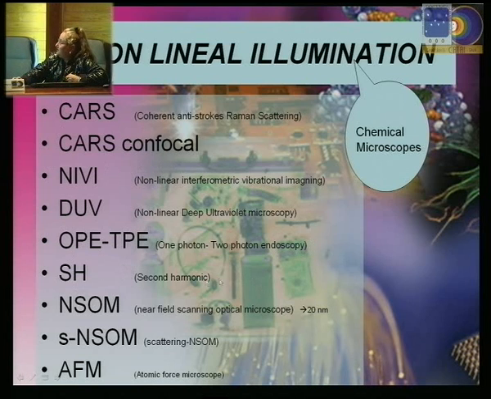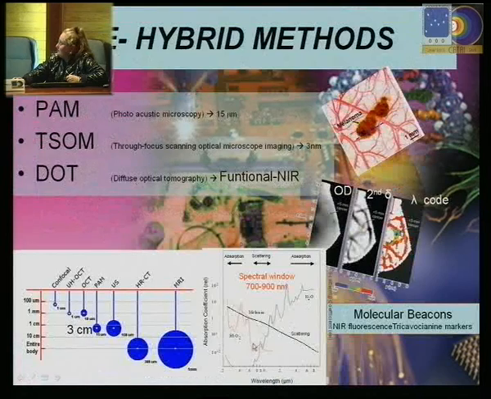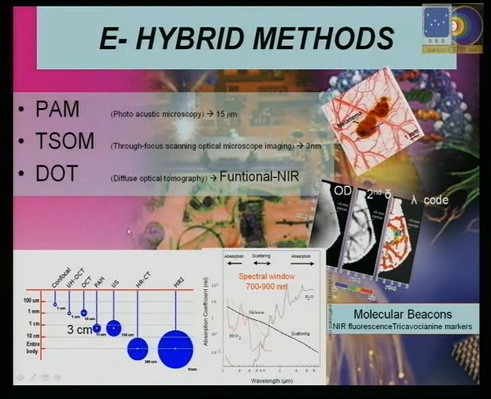You have one-photon, two-photon endoscopy, second harmonic endoscopy, near-field scanning optical microscopy, in which you have to have the sample very close to the area of the electron beam. But you get, on the other hand, a very high resolution of 20 nanometers. The scattering near-field scanning microscope, and obviously the atomic force microscope. But the interesting things are the hybrid methods.